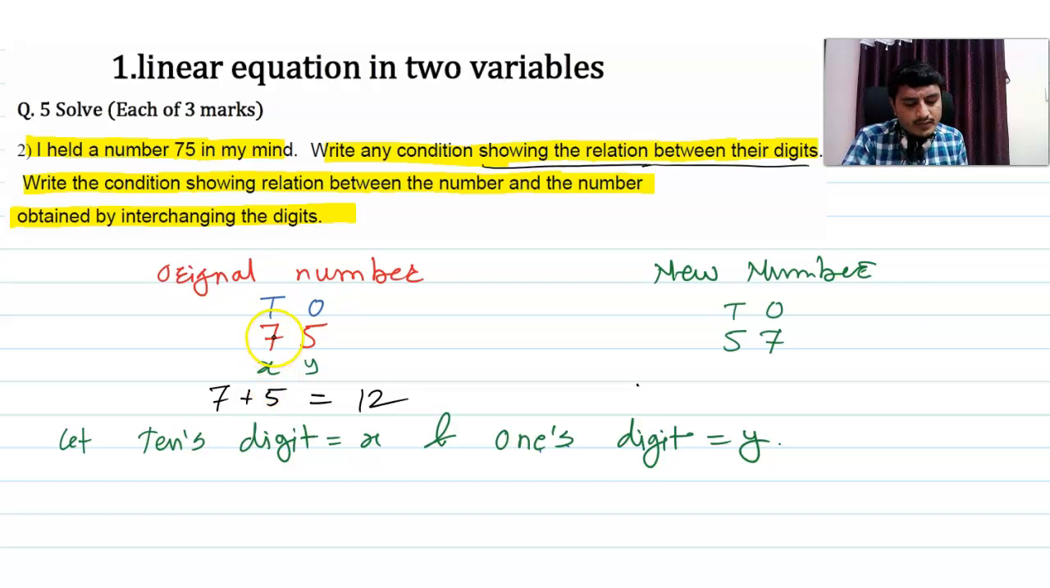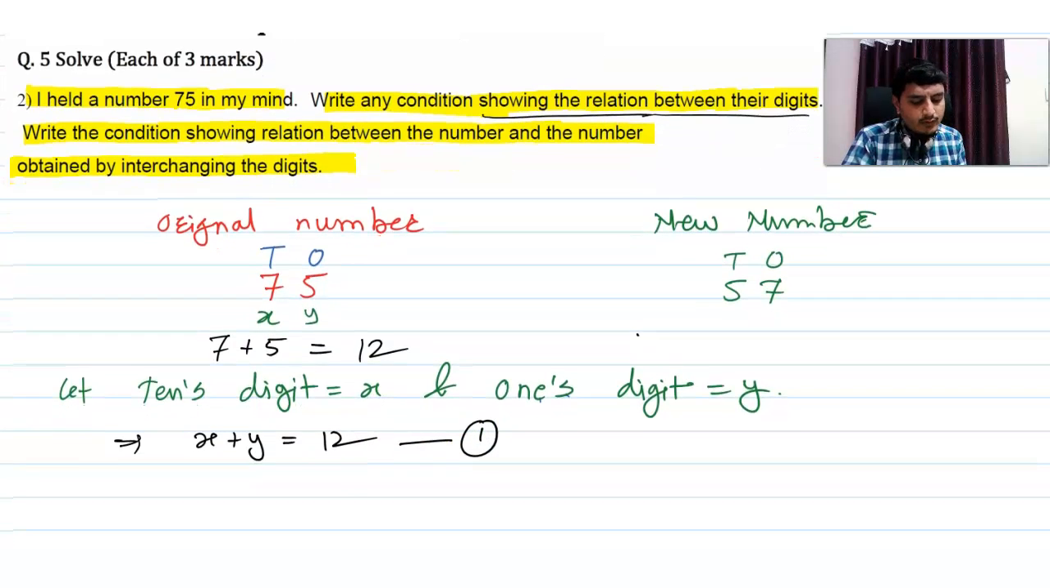Now replace 7 by x and 5 by y. So the first linear equation in two variables is x plus y equals 12. Call it equation number 1. Now once we assume the two digit number is xy, when we interchange the digits we get the new number of the form yx.